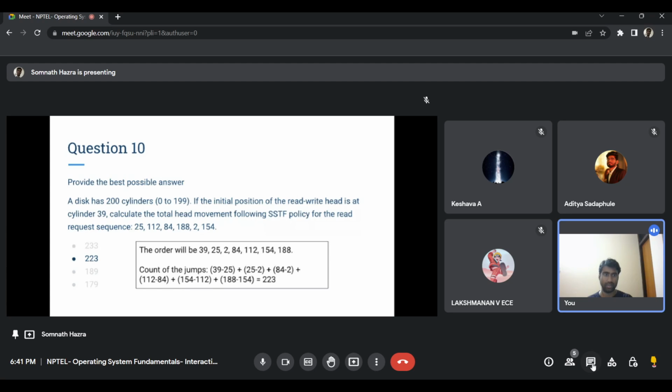Now, 189 was also not correct. 223 is the correct answer. So if you do the summation of all these, you'll get to 223. Okay.